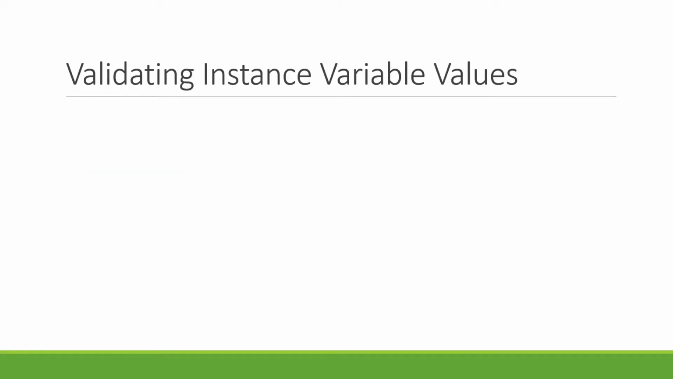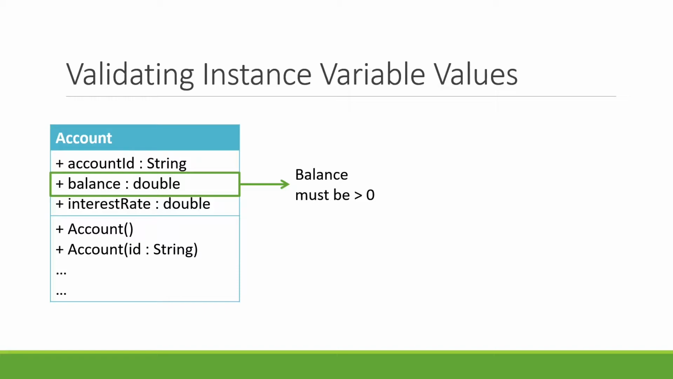When we create classes, one of the things we have to consider is what data values are allowed to be assigned to the class's data members. For example, if you had an account class that modeled a bank account, you wouldn't want someone to be able to assign a negative balance to that account.